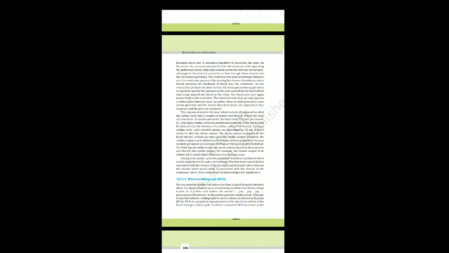18.3.3 Electrocardiograph, ECG. You are probably familiar with this scene from a typical hospital television show. A patient is hooked up to a monitoring machine that shows voltage traces on a screen and makes the sound pip, pip, pip, as the patient goes into cardiac arrest. This type of machine, electrocardiograph, is used to obtain an electrocardiogram, ECG. ECG is a graphical representation of the electrical activity of the heart during a cardiac cycle.